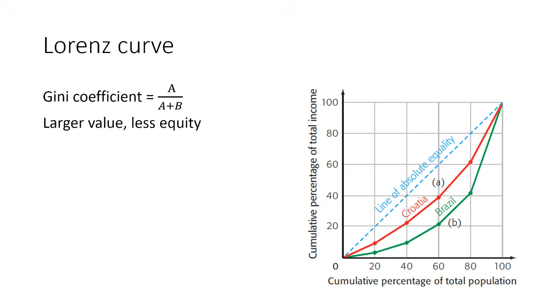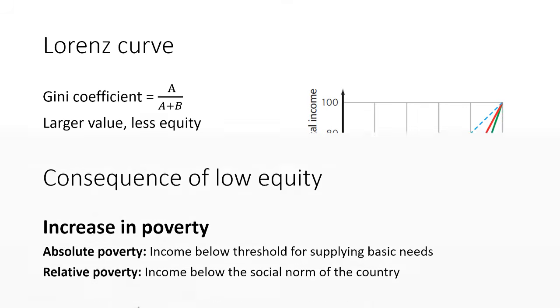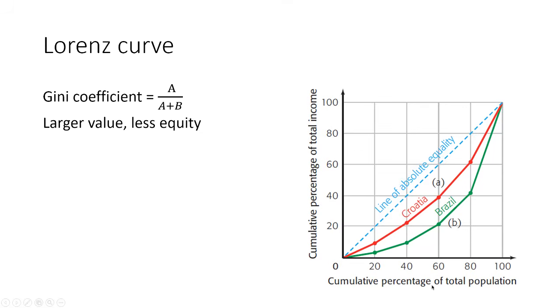This is shown by the Lorenz curve. You can calculate a Gini coefficient, which is the area A divided by the area A plus B. So if the Gini coefficient goes up, that means that this area has shifted down, causing higher inequality or inequity. And you also have to label these curves correctly to get full marks.